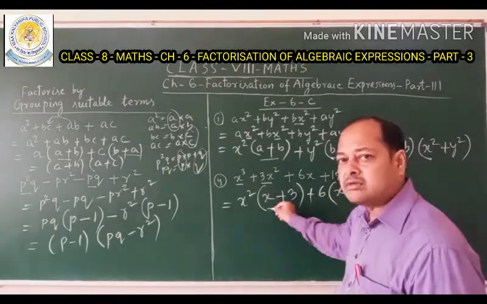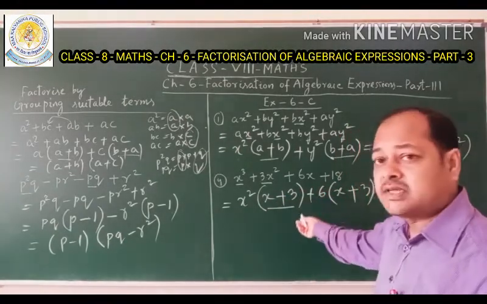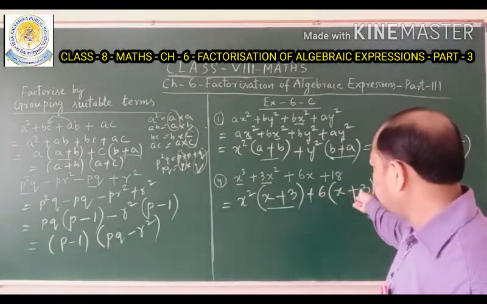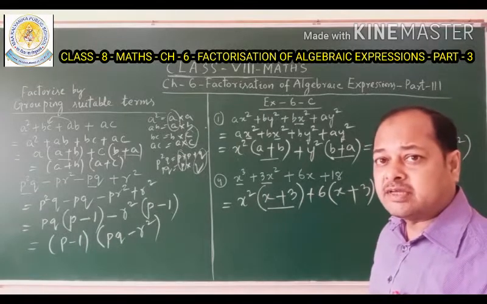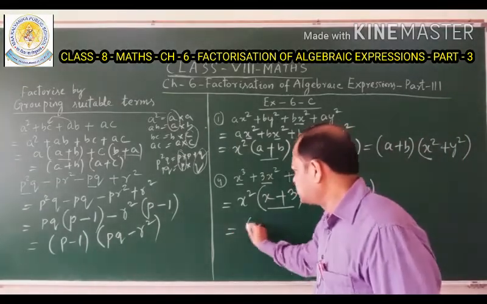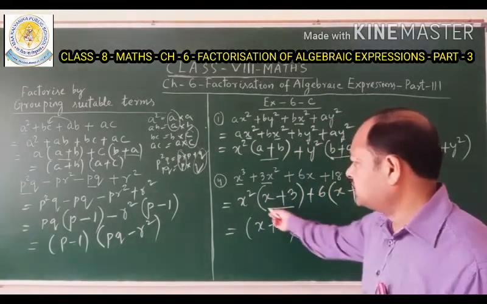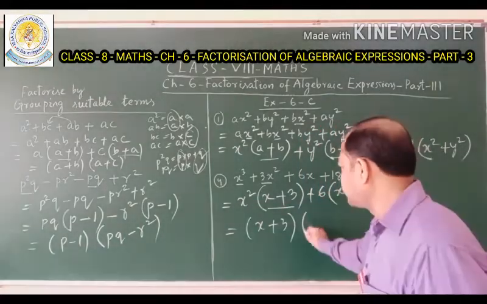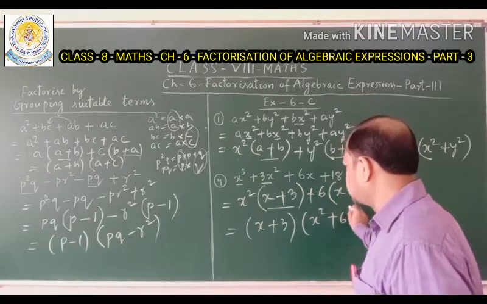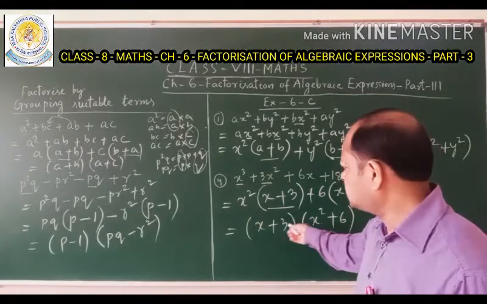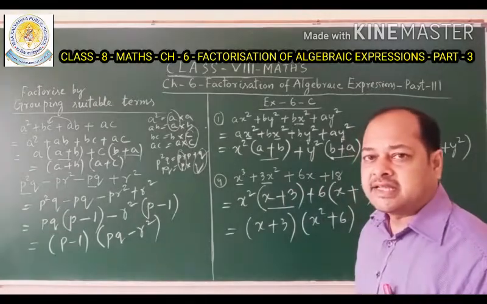Now we see the common binomial factor, that is x plus 3 and x plus 3. So it is a common binomial factor. So you can write like this: x plus 3 as a common binomial factor into x square plus 6. X square plus 6 is the other term. So this is the solution of this algebraic expression.